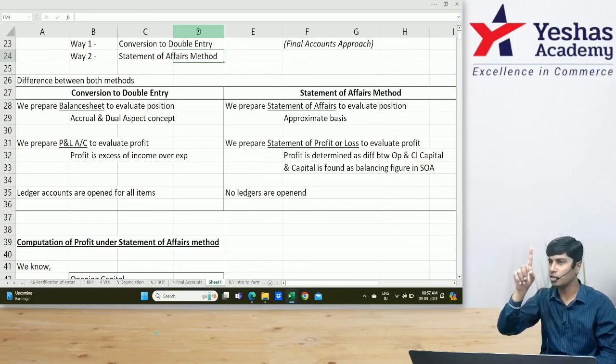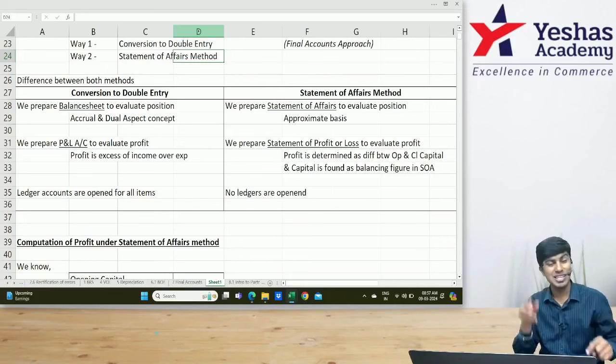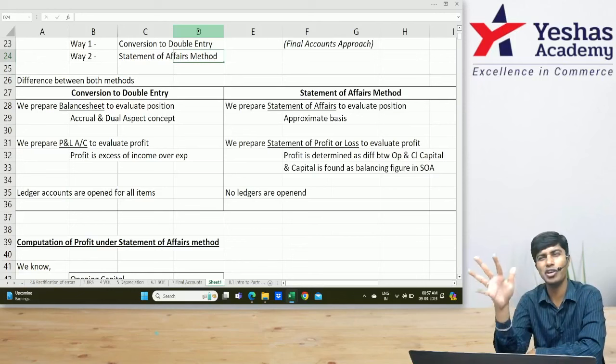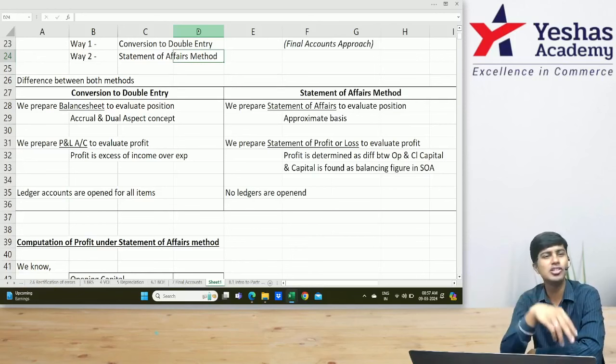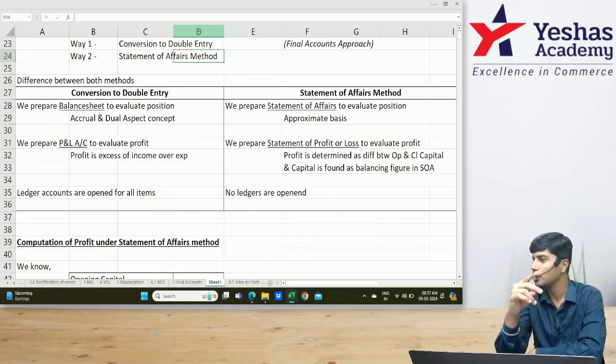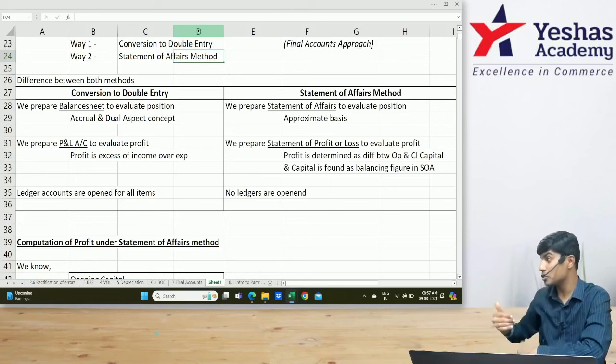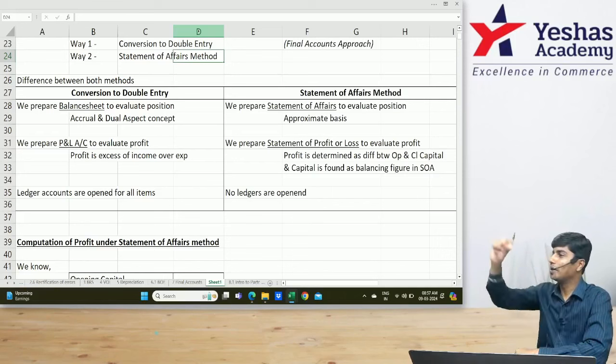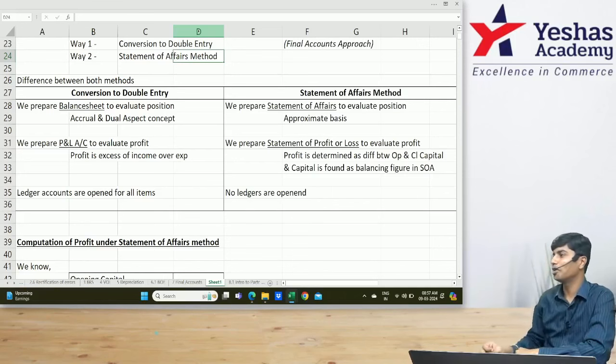Can't we find profit or loss? You do this, plus minus. That is called statement of profit or loss. Usually, according to us, statement of profit or loss means what will come into your picture? Sales, purchases, depreciation, interest, rent, all these expenses and income you should write. That's what comes to your mind, no? But here it's not that. Capital difference we'll find and we'll get net profit.